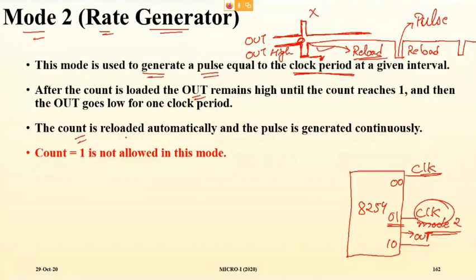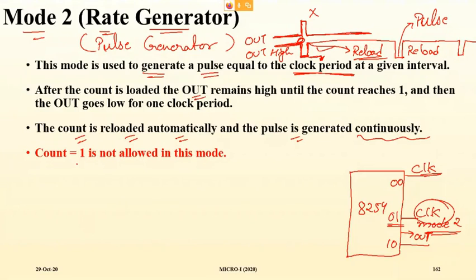And remember, like I said, count is reloaded automatically and the pulse is generated in continuous fashion. So you can generate continuous pulses. Remember, pulses, not square wave or rectangular wave. If you need pulses, you use mode 2, which is rate generator. Or you can just remember, you can call it pulse generator also.